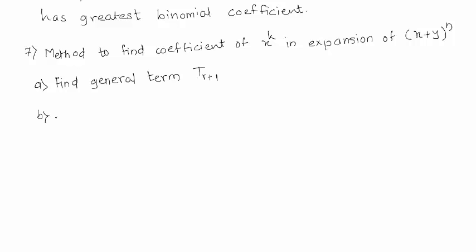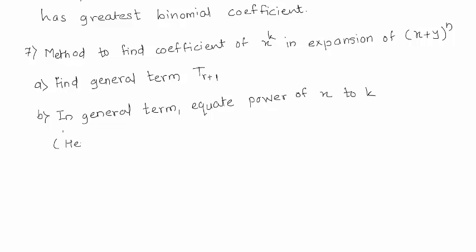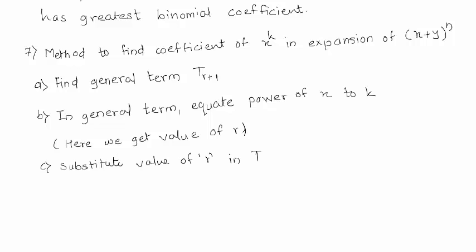The first step, A, is to find the general term t_(r+1). Step B says in the general term, that is t_(r+1), equate powers of x. So equate the power of x to the value mentioned in the question, that is k. When we equate the power of x to k, students, in the general term, we get the required value of r. Now students, from the value of r, how to find the coefficient of x^k? That is step C. Substitute the value of r in the general term, that is t_(r+1), to get the required coefficient of x^k.